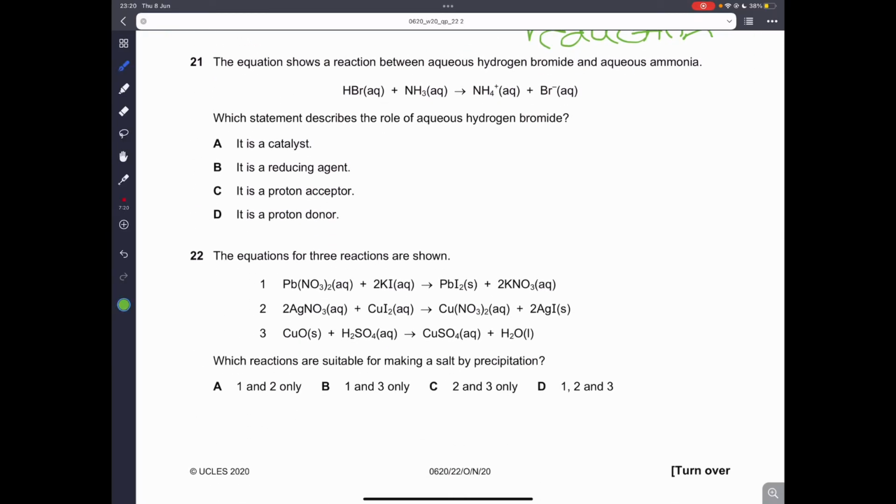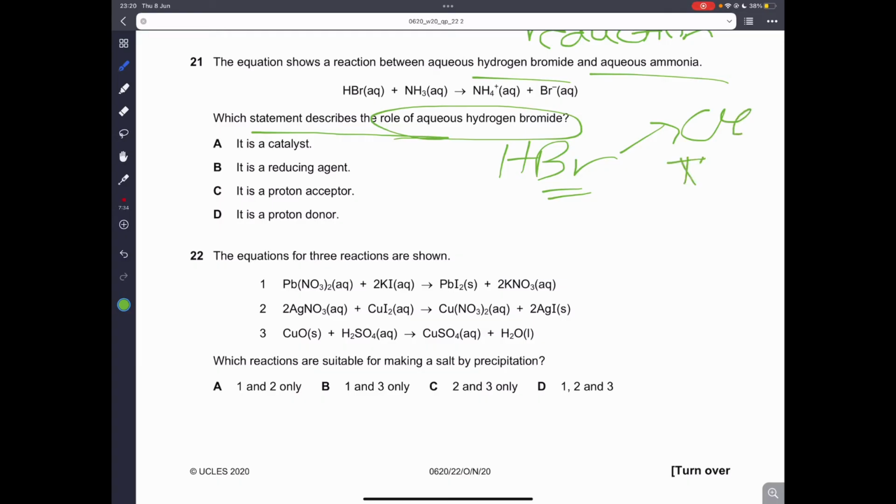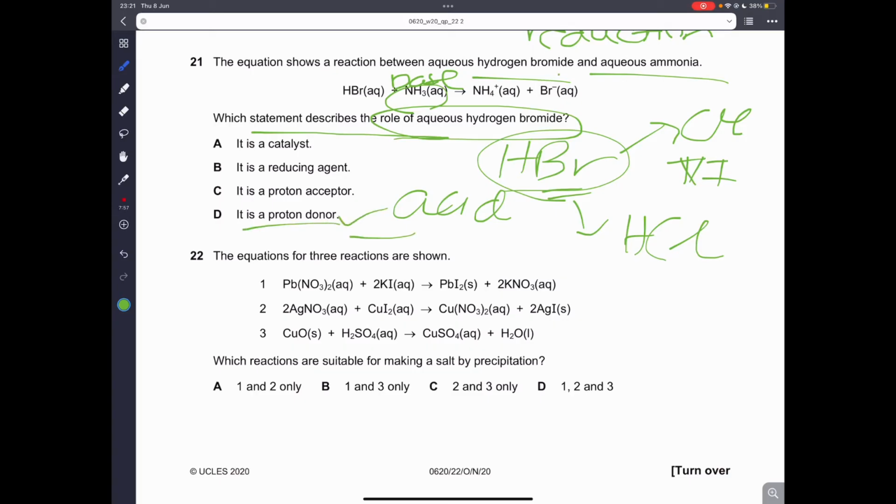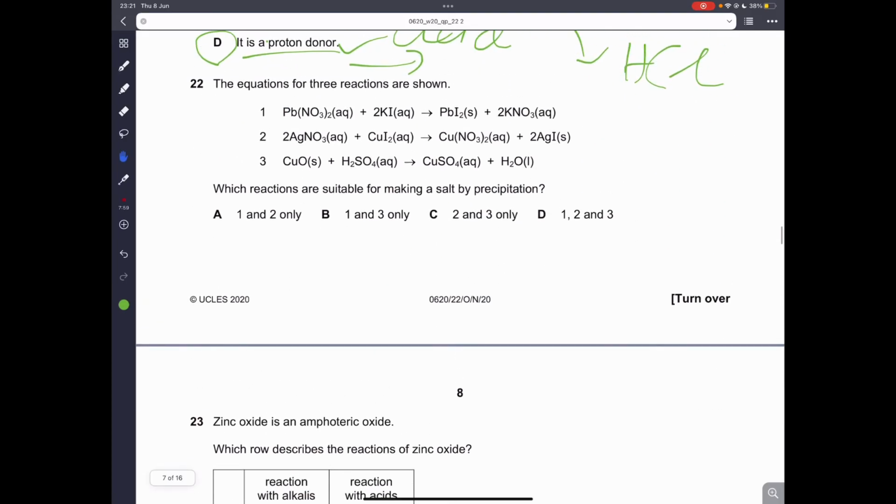21. The equation shows the reaction between aqueous hydrogen bromide and aqueous ammonia. Okay, which statement describes the role of aqueous hydrogen bromide? Remember, hydrogen bromide is basically from the same group as chlorine, group 7, the halogens. And so in this case, think of it as hydrochloric acid. It is basically the same thing, but maybe less reactive than hydrochloric acid. So hydrogen bromide is acting as an acid here, and ammonia is acting as a base here. So what is happening here? It is a proton donor because it is an acid. Therefore, D is the correct answer.